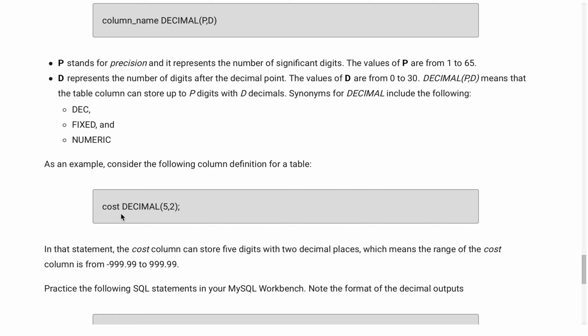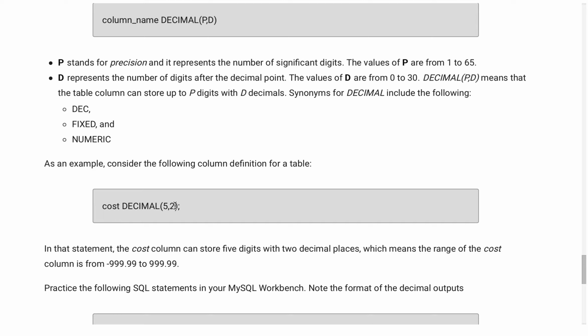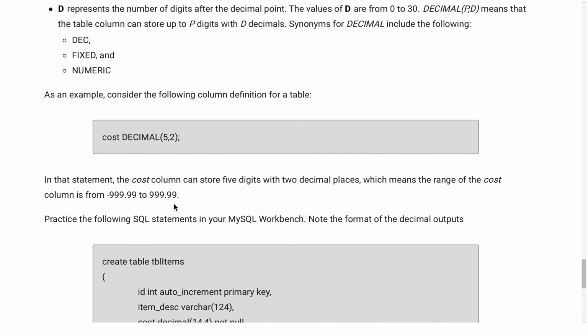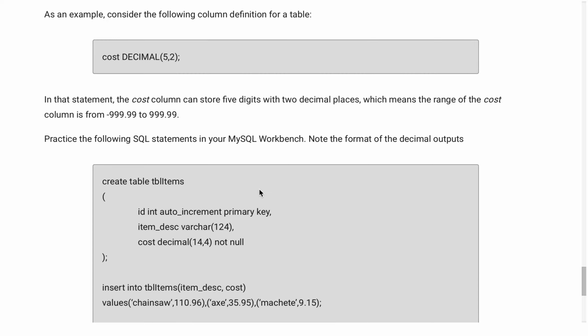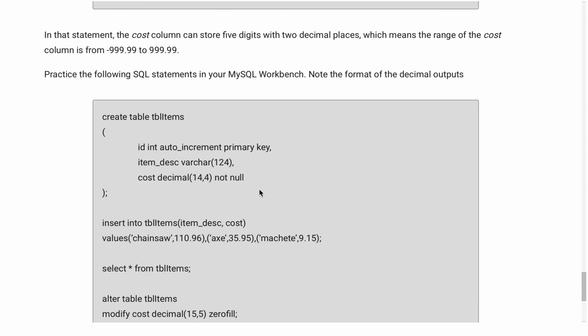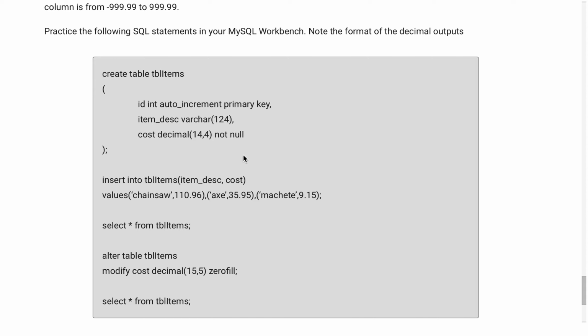So we have cost decimal 5,2, so its precision is 5 with decimals at position 2. And that's really all there is to it. That decimal is probably never going to change from decimal position number 2. It's always going to be the second one in there. And then you go through and you can check and see varchar 124. Remember, varchar is numbers and letters. Increment primary key. Cost decimal is going to be precision of 14 with your decimal at position 4.